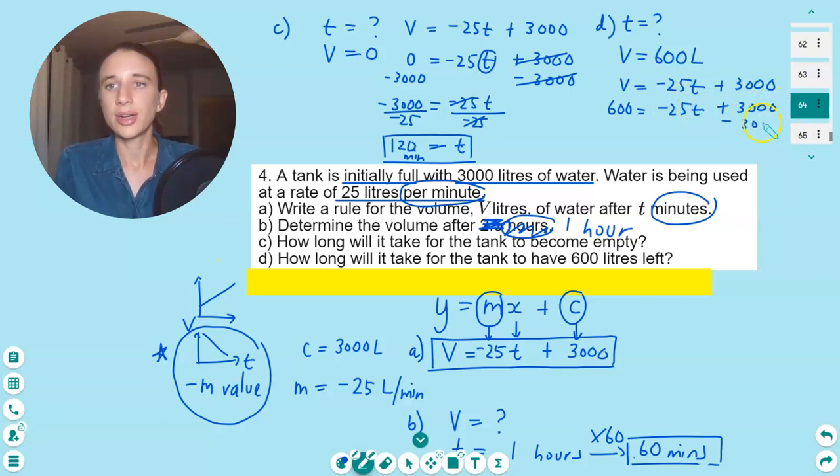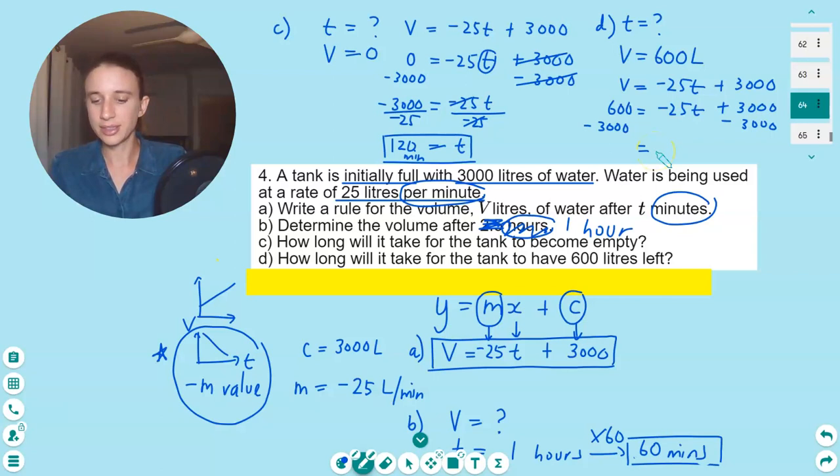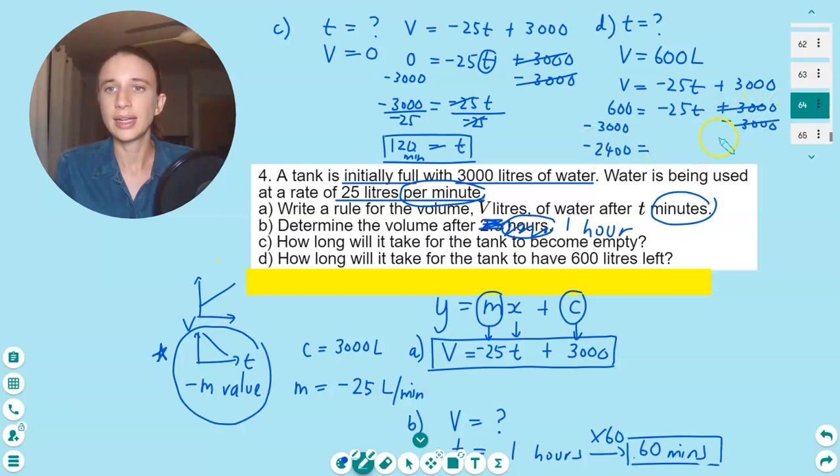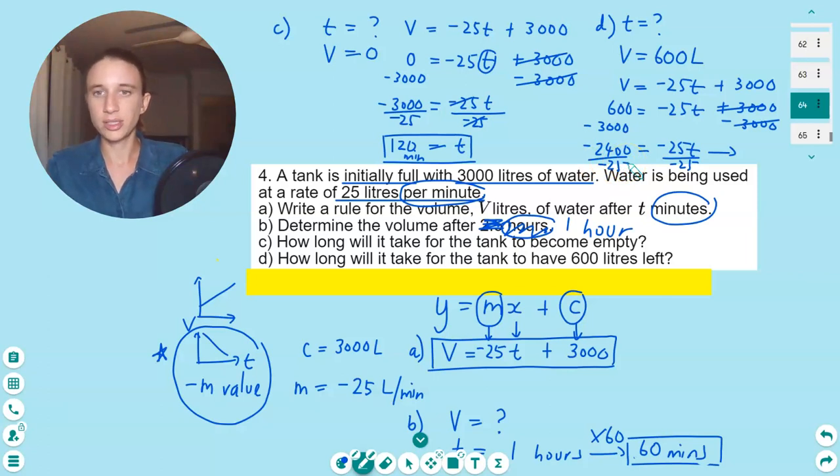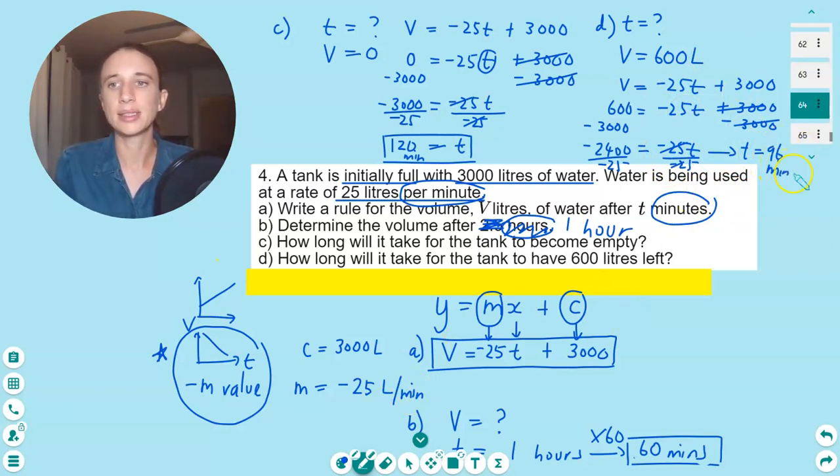And take 3,000 from both sides. Simplify. 600 take 3,000, should be a negative 2,400. And that cancels negative 25t. And dividing by negative 25 on both sides. 2,400 divided by 25. So we've got t is 96, and your units, again, are minutes. So it takes 96 minutes for it to have 600 liters left.